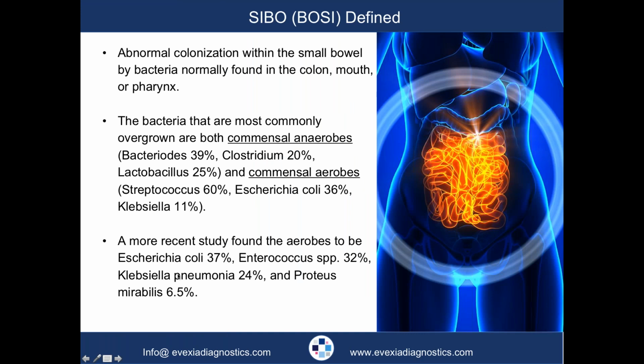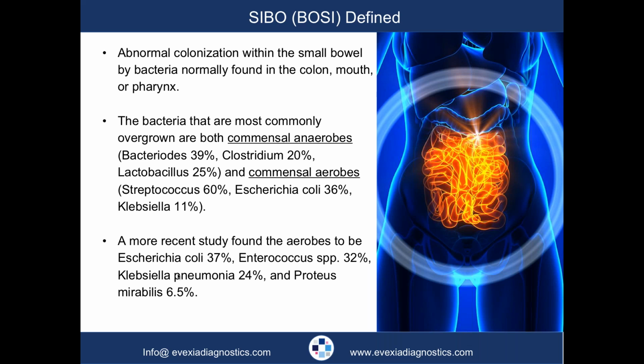So the first thing I want to do is define SIBO. What is SIBO? What is this small intestinal bacterial overgrowth, also known as bacterial overgrowth of the small intestine, as you see on the top? Well, essentially what that is, it reads on the slide: abnormal colonization of the small bowel by bacteria that's normally found in the colon or in the mouth or in the pharynx.